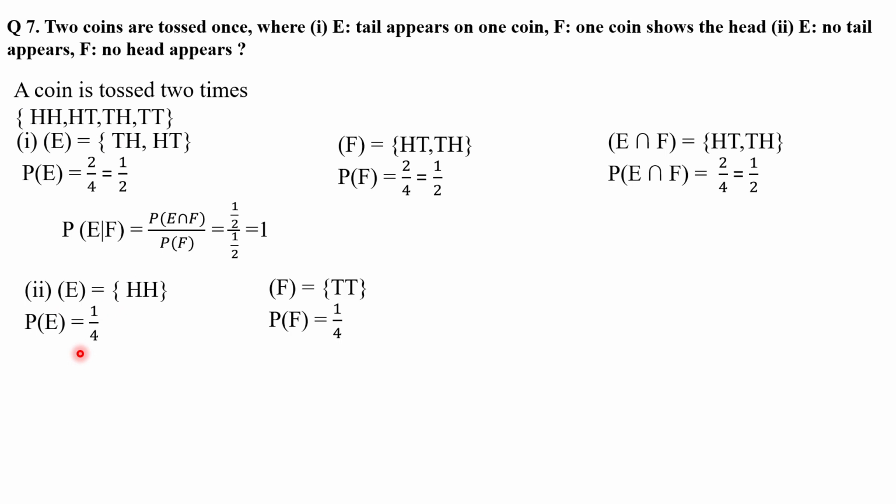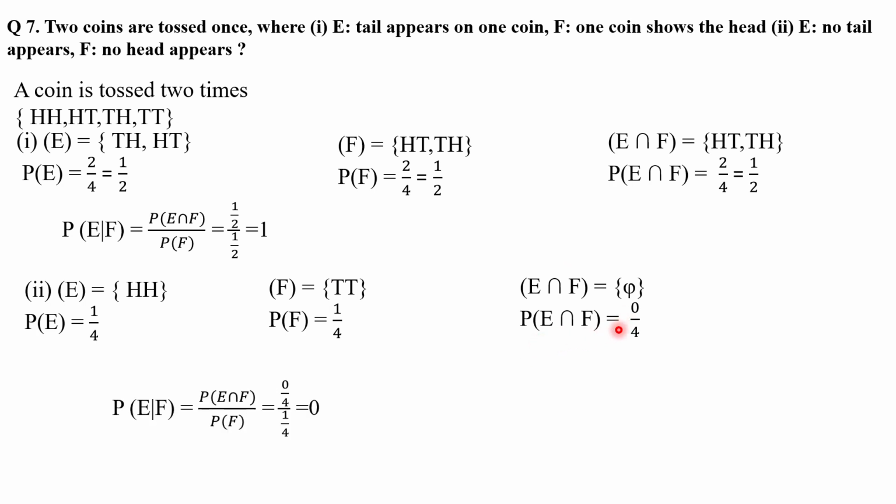So 1 by 4. Now F is no head appears. Where is no head? Only here, double T. So double T, 1 by 4. Now, can you find out the common in between E and F? Obviously not, because this is 2 heads, this is 2 tails, and nothing is common in that. So P(E intersection F) is 0, whatever you want to write. So P(E intersection F) is 0 by 4. You just need to put the formula and you will get the answer 0.